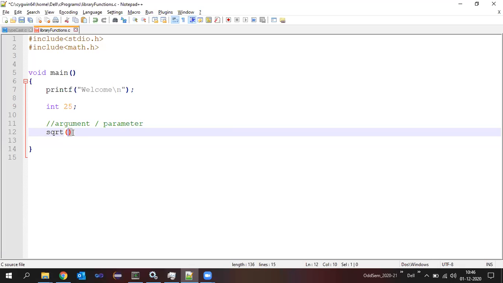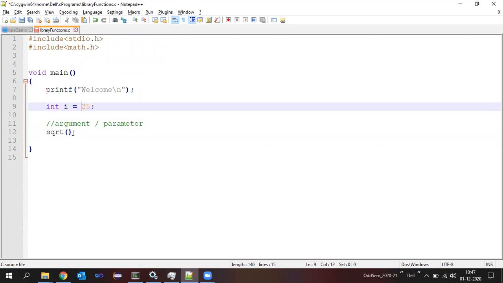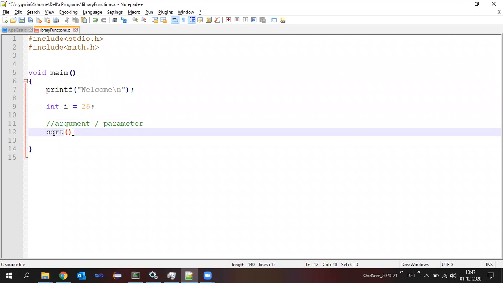Now you notice here, there is a function. How can I say this is a function? Because there is one name followed by open and close bracket, which means this is a function. This function accepts or takes one argument. Say if I use a variable here, say int i equals 25, then if I type here i, what is going to happen?